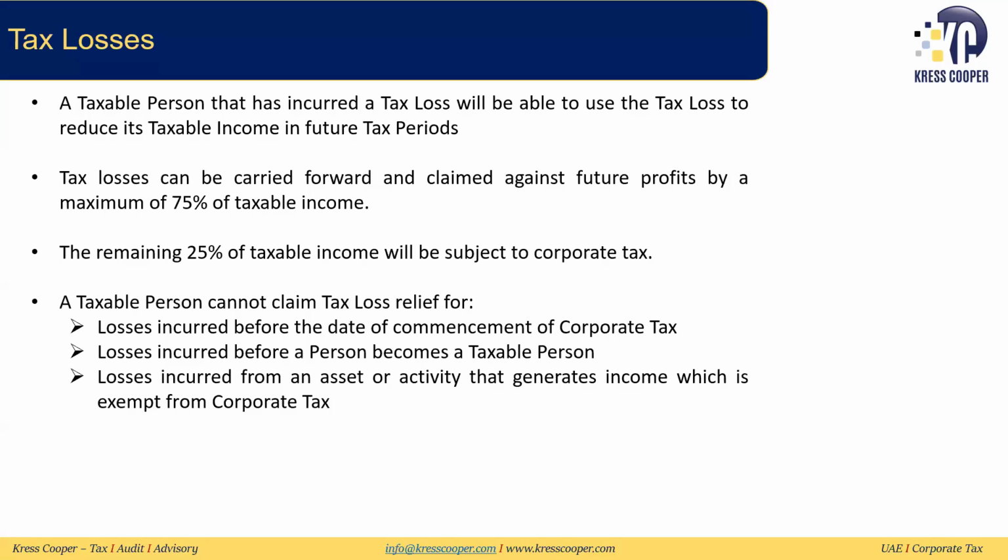So if the loss is less than that much, you can take the whole of it. If the loss is more than that much, then you need to take only enough that it is a maximum of 75%. And then the remaining 25% of the taxable income in the year 2025 will still be subject to corporate tax. In the tax loss calculation, any losses that are incurred before the date of commencement of corporate tax, before the person became a taxable person, or any losses that are incurred from an asset or activity that generates income which is exempted from corporate tax, are not considered for this tax loss relief.